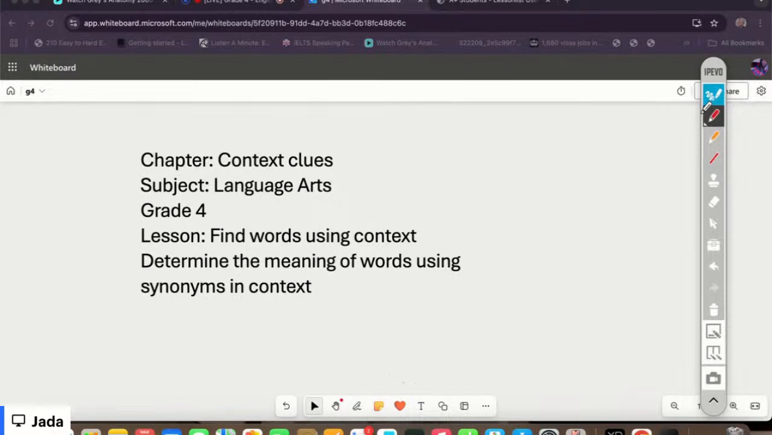Today our lesson will be context clues. First you have to log in using aplusstudent.com. So you click on your name and you move on to language at the grade 4. The chapter is context clues. The lesson will be find words using context and determine the meaning of words using synonyms in context.